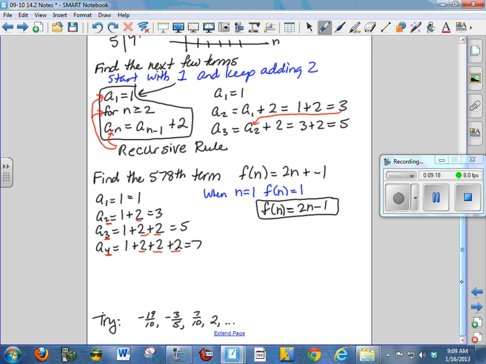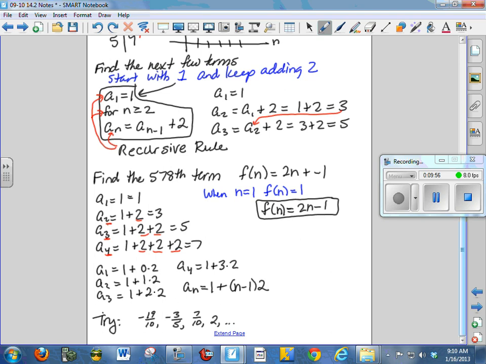So when I think about this, how many times do I add 2? Well, let me simplify this first. So a sub 1 is 1 plus 0 times 2. A sub 2 is equal to 1 plus 1 times 2. A sub 3 is equal to 1 plus 2 times 2. A sub 4 is equal to 1 plus 3 times 2. So in general, we can say a sub n is equal to 1 plus n minus 1 times 2.